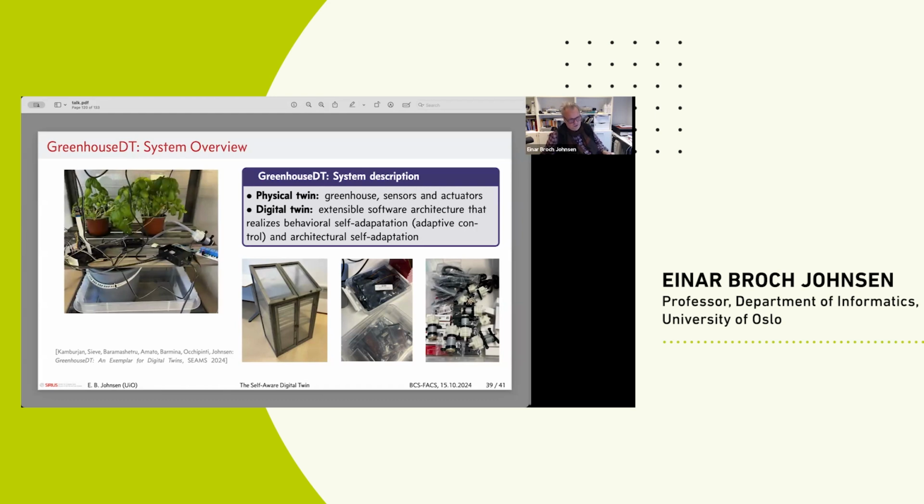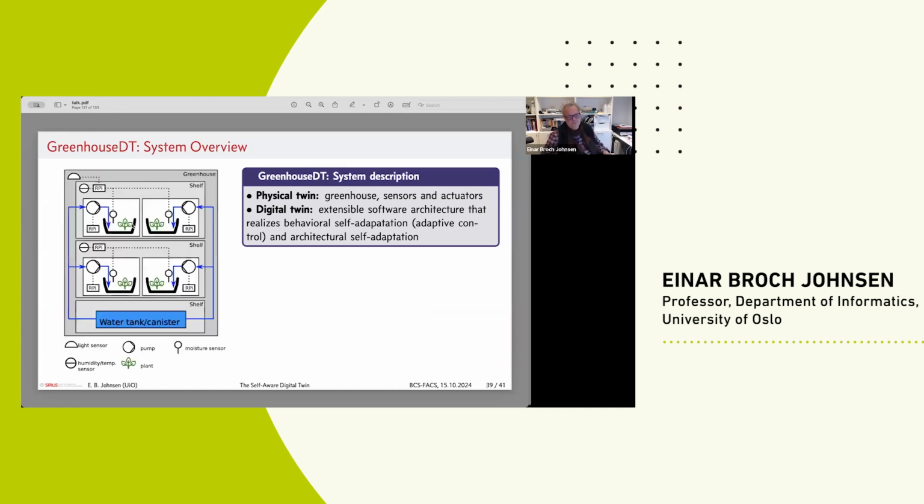So we have a reservoir of water. We have pumps. We have sensors. And we have a small digital twin controlling how much heat and water and so on we should inject into this greenhouse. And this is how it looks. So we have several shelves. We have the plants. So I'm using basils in case my students forget to water them. We have the water tank down here. So this is the schema.